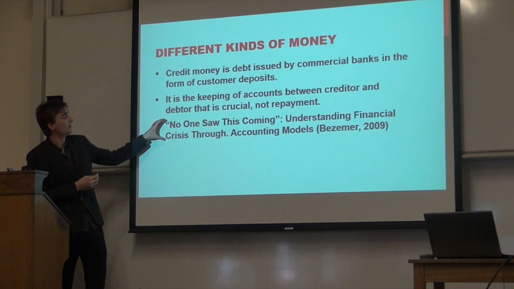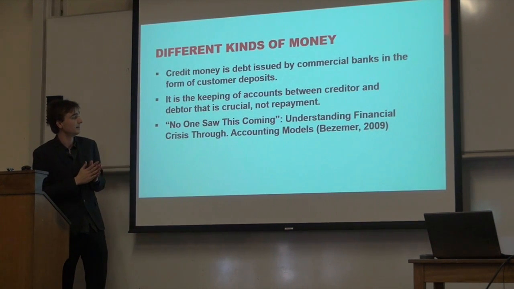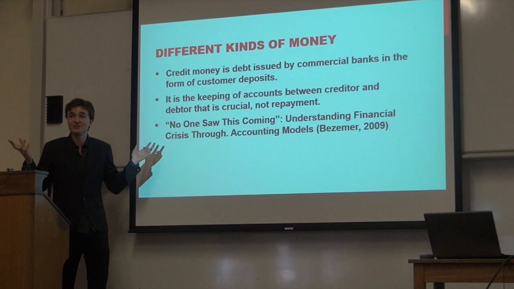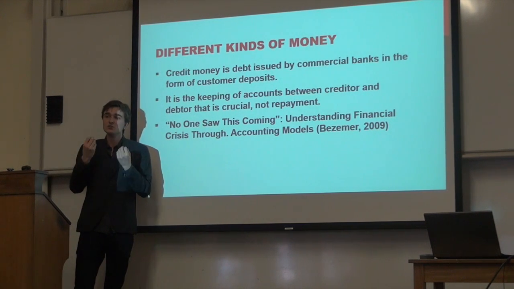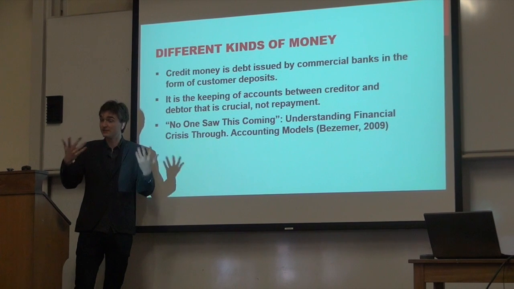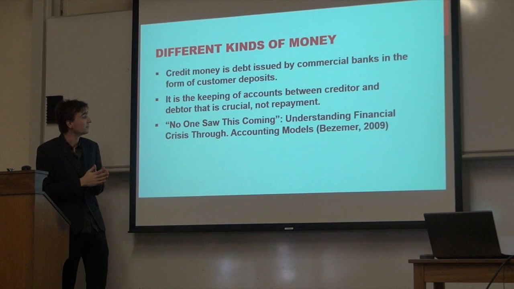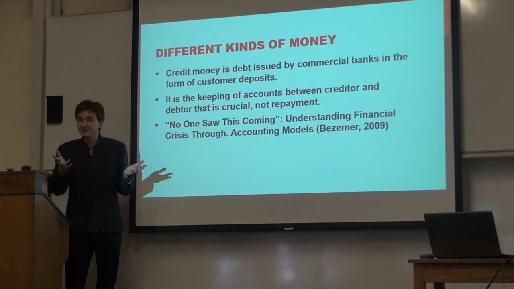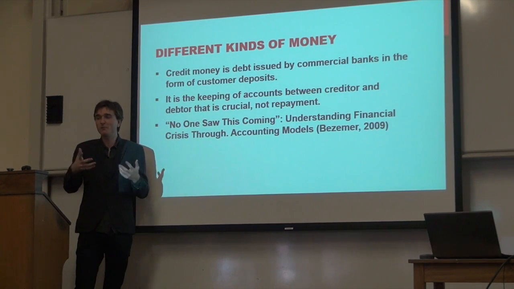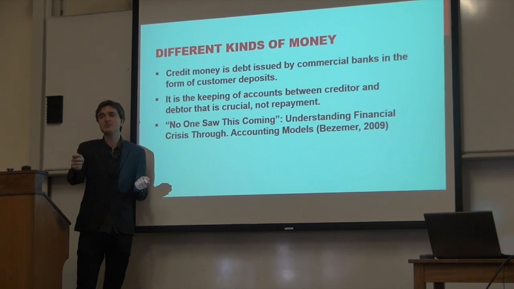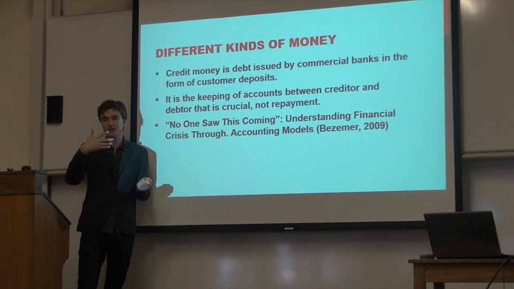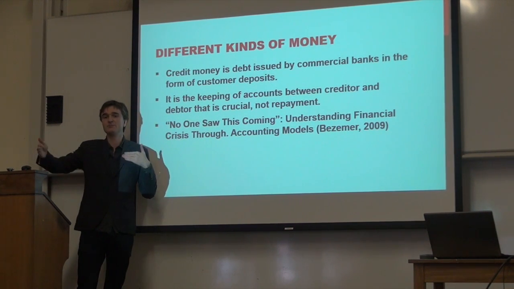And I think this comes out very nicely in a paper by Dirk Bezemer called "No One Saw This Coming," where he investigates: were there economists who warned of the financial crisis, and if so, what was their methodology? As he brings out, all the people who had really substantial predictions, right? Like before 2010, this debt bubble is going to burst, and there's going to be a big recession.